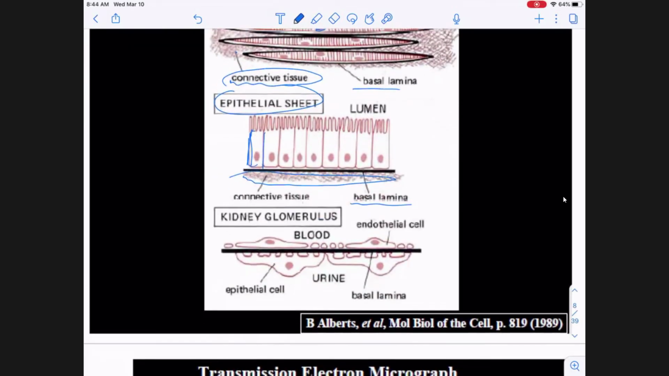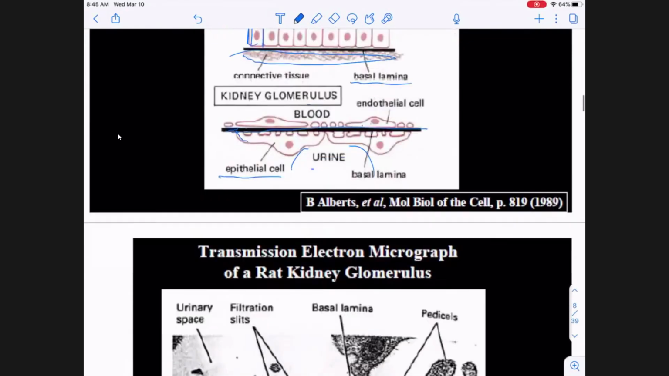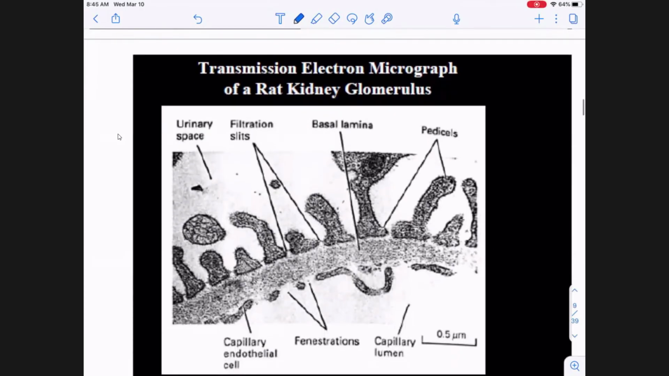Even for the kidney glomerulus, this one is the blood here. And you will see some epithelial cells and endothelial cells. Between these two, we have a basement membrane, and this part is in the urinary system.